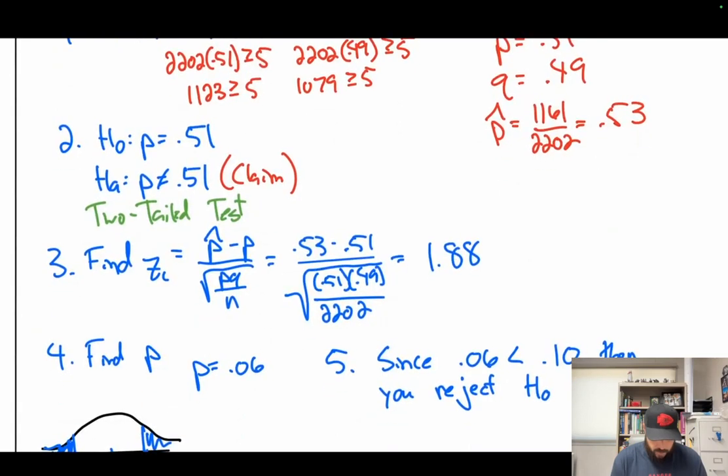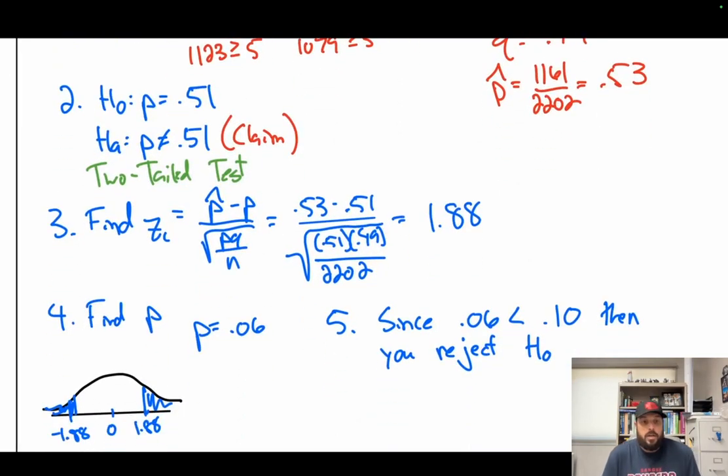Okay, from there we want to find our z using our formula, substituting those values in, and you get a 1.88. It's going to be two-tailed, right? So we're going to have a negative 1.88 z-score and a positive 1.88, which you see in step 4 with our sketch there, and we go to find our p. From that, you can take that and use StatKey to figure out those values.